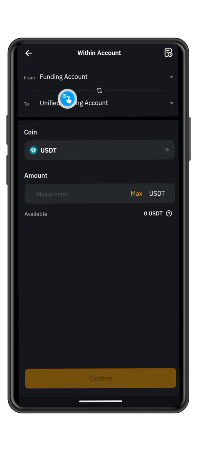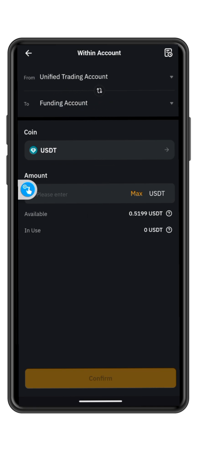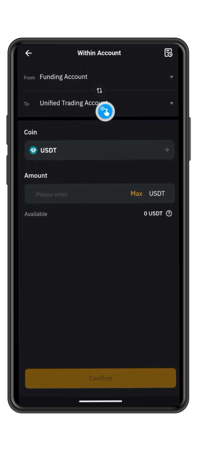And make sure that up here we have funding and down here we have unified. If this is not the situation, you can click on this thing in the middle and it's going to switch their positions. All right, this is not how you want it to look. I'm gonna click on it again. All right, you have funding up here and unified down, so that's how to do it. And then you click on confirm. All right, the amount of money you want to trade with is going to be transferred to your account.